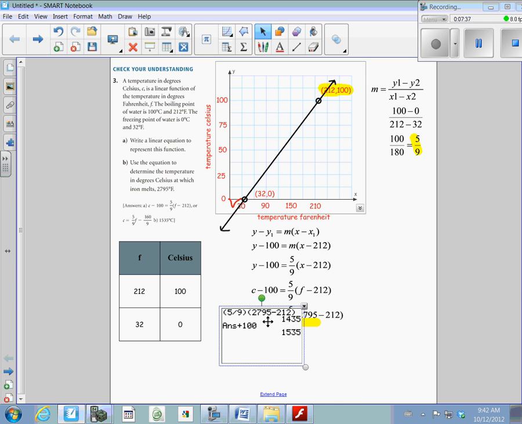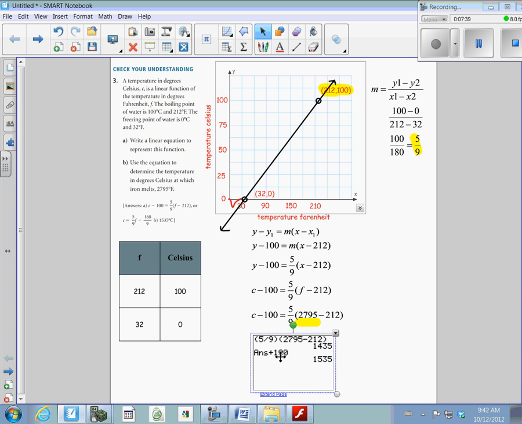We'll put that right in here. So what we would say now is that the temperature in degrees Celsius where iron melts would be 1,535 degrees Celsius.